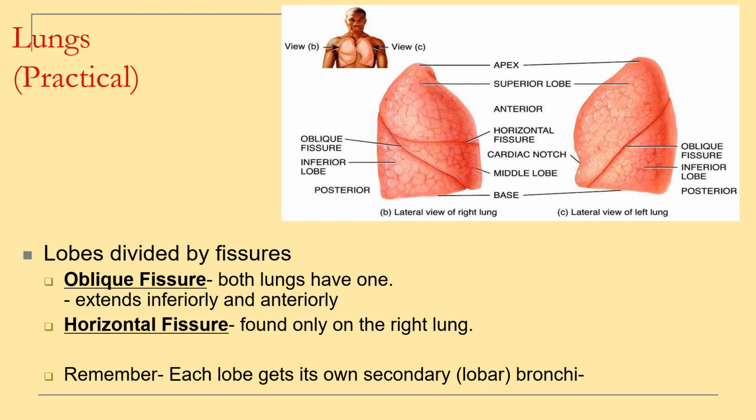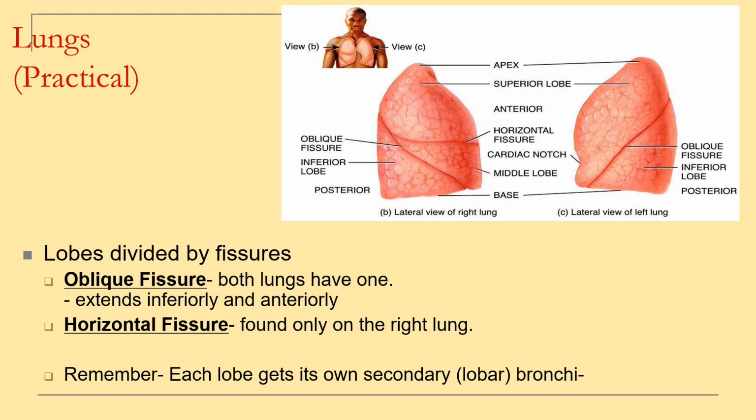So we've got some fissures to talk about. I've got my oblique fissures. Both lungs have an oblique fissure. Remember, oblique just means diagonal. And we can see how we have a diagonal fissure cutting up each of my two individual lungs. On the left lung, it's the only fissure I've got.